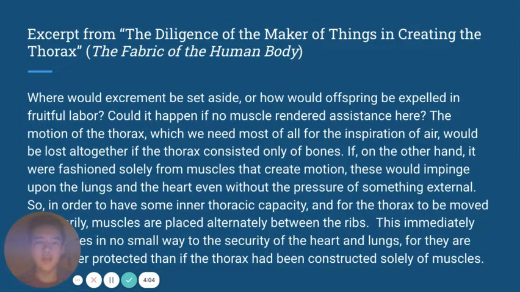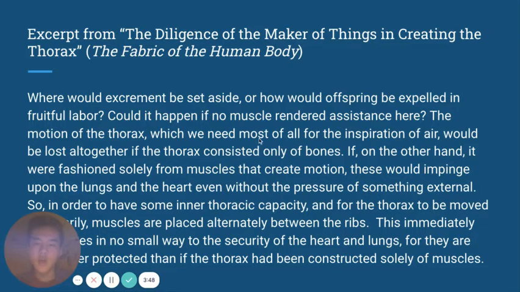It's an excerpt from The Diligence of the Maker of Things in Creating the Thorax. And this is part of the fabric of the human body. So first he poses a question. Would excrement be set aside, or how much offspring be expelled and fit for labor could happen if no muscle rendered assistance here? And now he starts with this strain of reasoning.